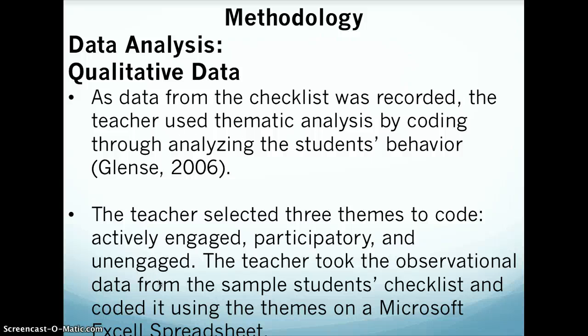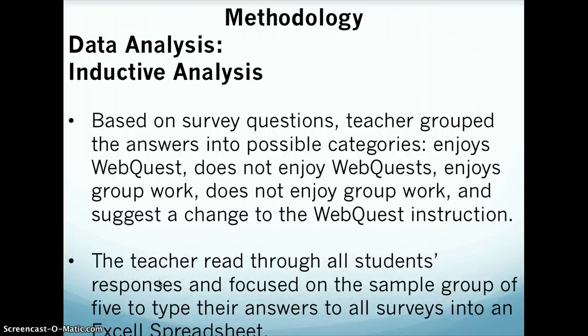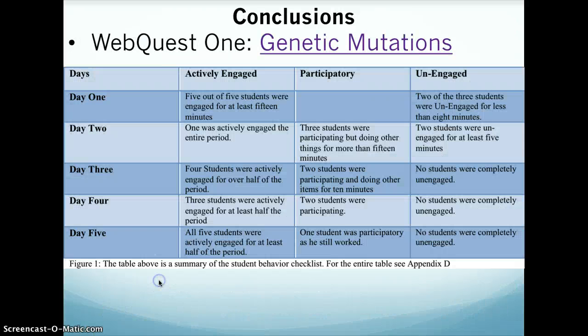As data from the checklist was recorded, I used thematic analysis. I actually coded the student behavior. I coded it based on whether they were actively engaged, participatory, or unengaged. I also grouped the survey questions on possible themes as well, such as enjoys WebQuest, does not enjoy WebQuest, enjoys group work, does not enjoy group work, and suggests a change. And after I looked through those responses, I coded them that way.